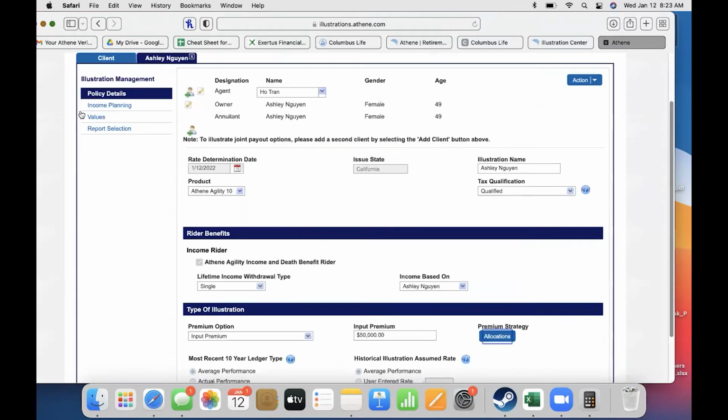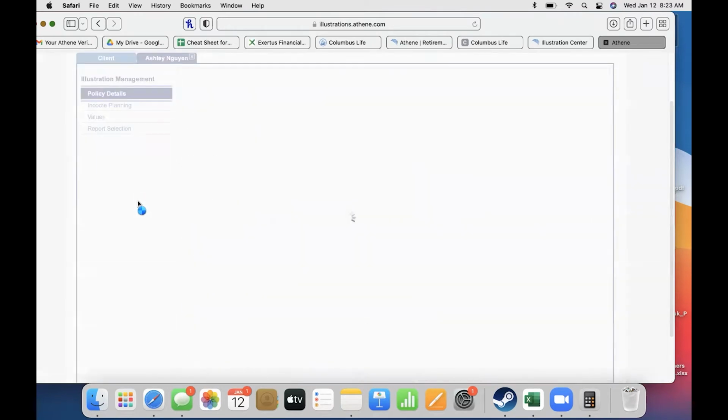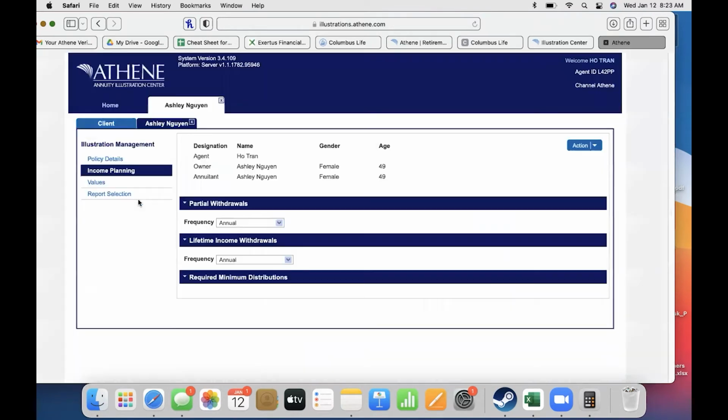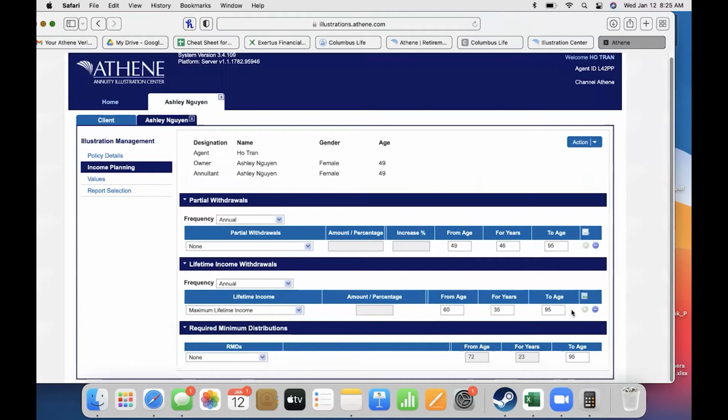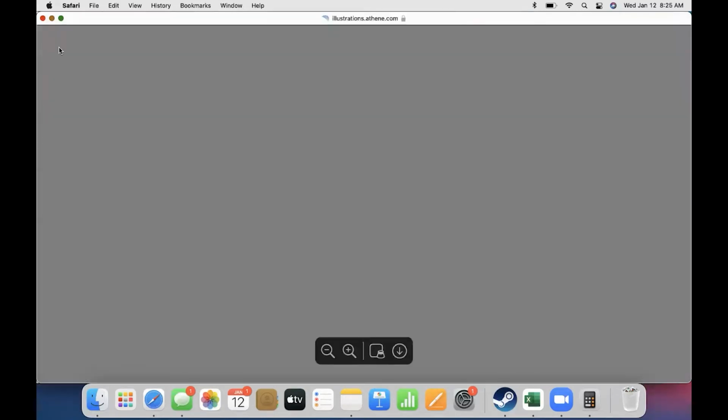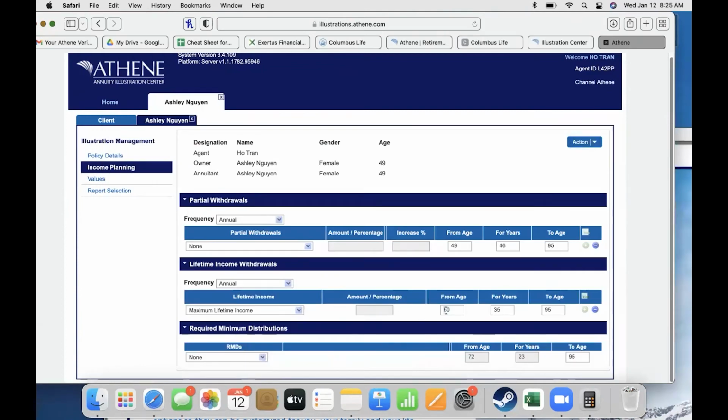And then you want to click income planning. That's the second thing you want to click. And then you want to do lifetime income, annual maximum, right? From 60, if that's when they want to draw it from, or 65, 67, up to them, right? She's 49. I think she wanted to do 60. So we can do 2 illustrations, one at 60 and one at 65, to see the difference. So action, preview illustration. And then I'll do one more at 65.